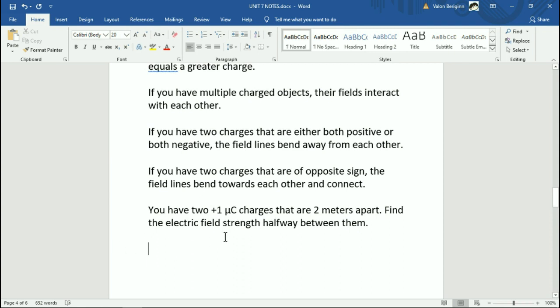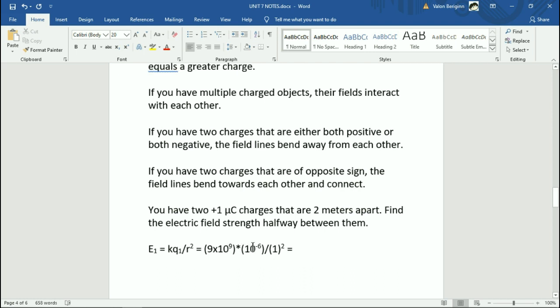So the first charge we have, say E1 equals, again, K Q1 divided by R squared. Okay. So again, K is the same, 9 times 10 to the 9. It's going to be times the first charge, which is just 1 microcoulomb, so that's 10 to the minus 6. And then divided by the distance squared. Now, they're 2 meters apart and you're halfway between them, so you're 1 meter away from this charge. So the 1 squared is just 1, that kind of doesn't matter.